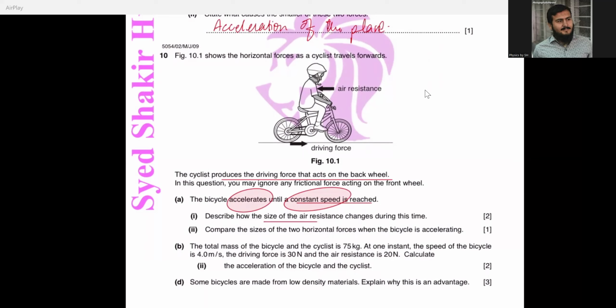Size of air resistance means the magnitude of air resistance. As it's moving and reaching a constant speed, the air resistance must be increasing. Compare the size of the two horizontal forces when the bicycle is accelerating. The two horizontal forces are the driving force and the air resistance. When it's accelerating, it's not at constant speed, so the driving force is greater than air resistance.